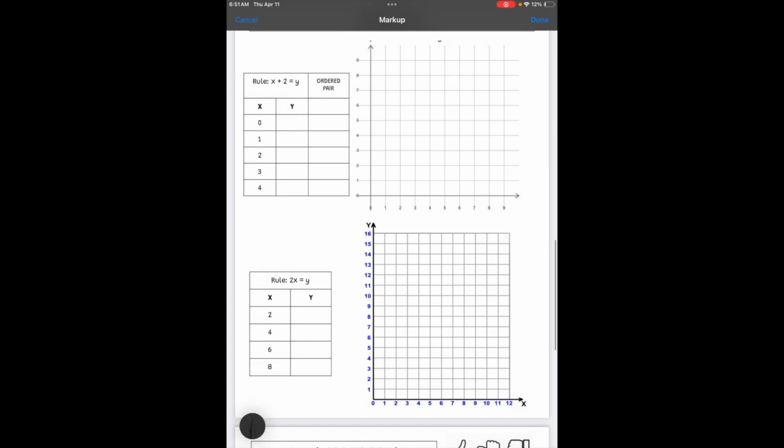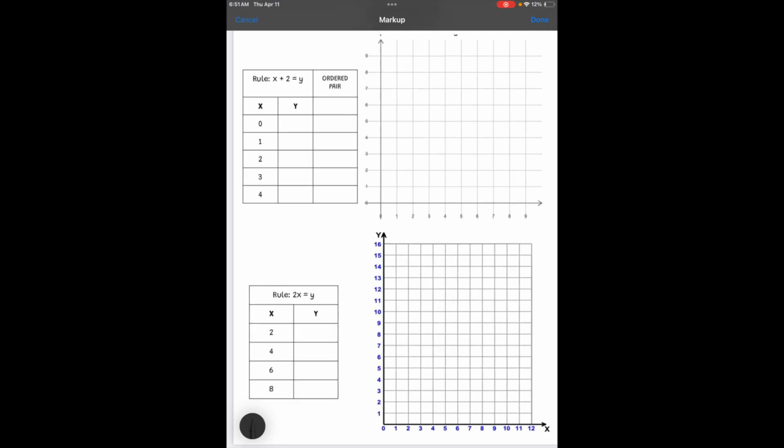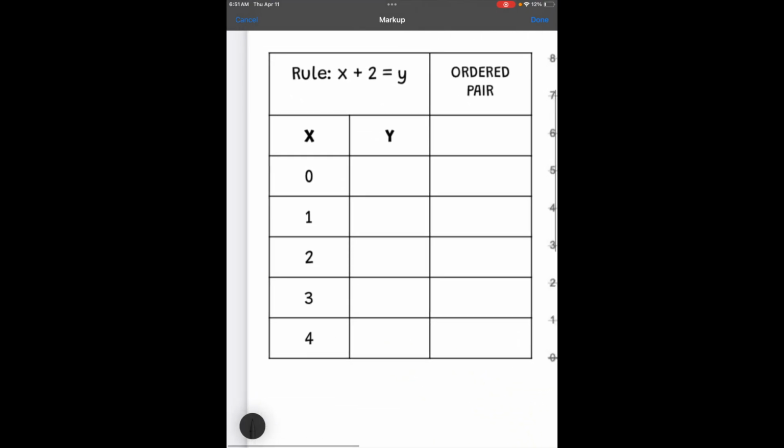And now we're going to talk about an XY table, and we're going to create ordered pairs from there, and then graph those ordered pairs. So an XY table is basically a rule pattern table, an input-output table. So usually it has a rule that uses the variables x and y, and you plug in for x or you plug in for y, whichever one you're told, to help you find the missing variable.